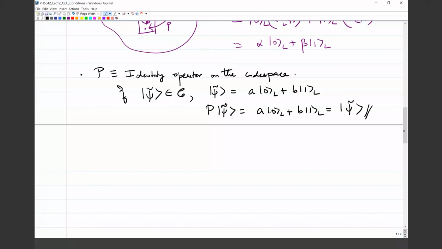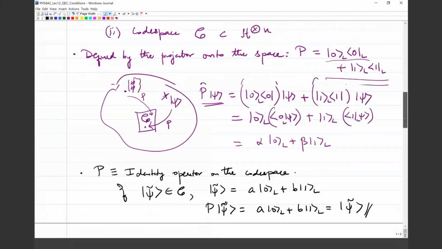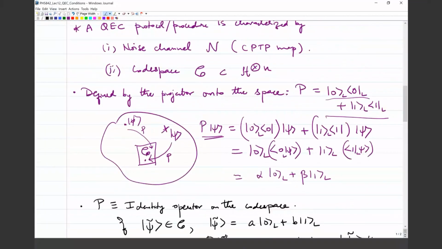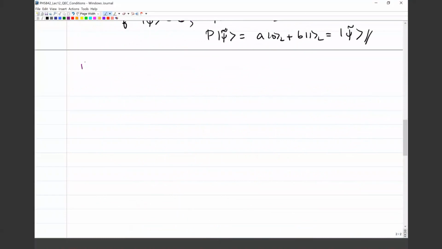So this is the second element in any error correction scheme, right? The third element is where the detection and correction comes. And this error detection and correction can be combined together into what is called a recovery operation. And I will denote this as R. So what is this recovery operation?